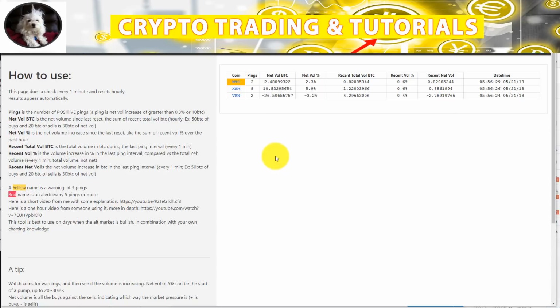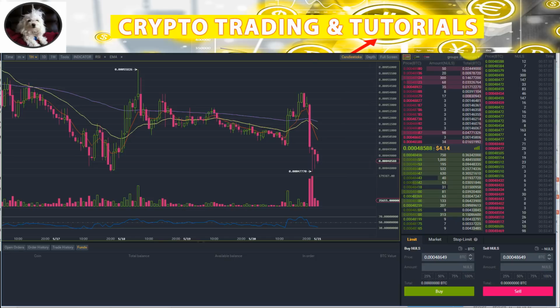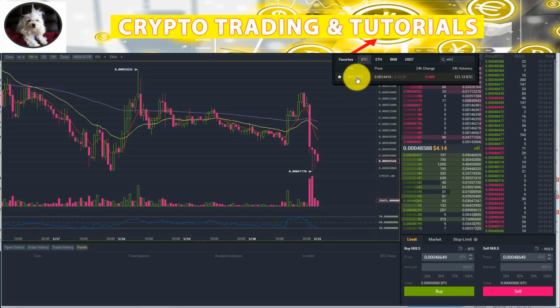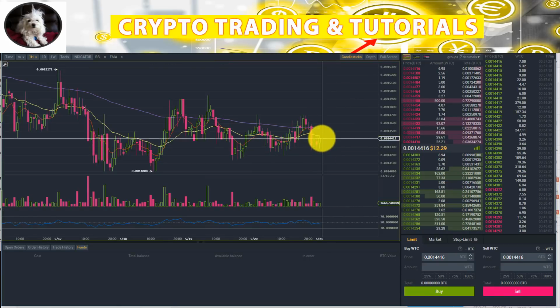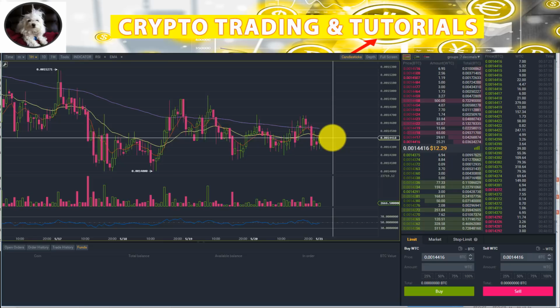Okay, so I've done a video on trading with this scanner, the Binance Volume Monitor, and this is something that makes things move. People will follow these scanners, and then they will say, okay, WTC popped up here with 3 pings and a net volume, right? And then we'll go and look at WTC and see, okay, is it something I should look at? Is it something to trade, right? So this is another thing that will move.